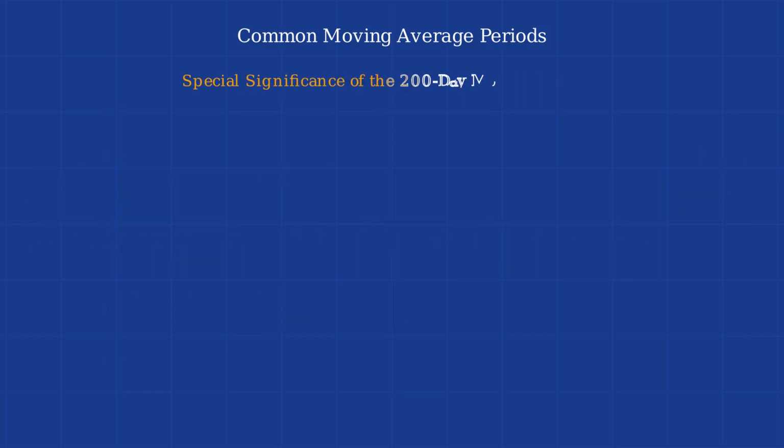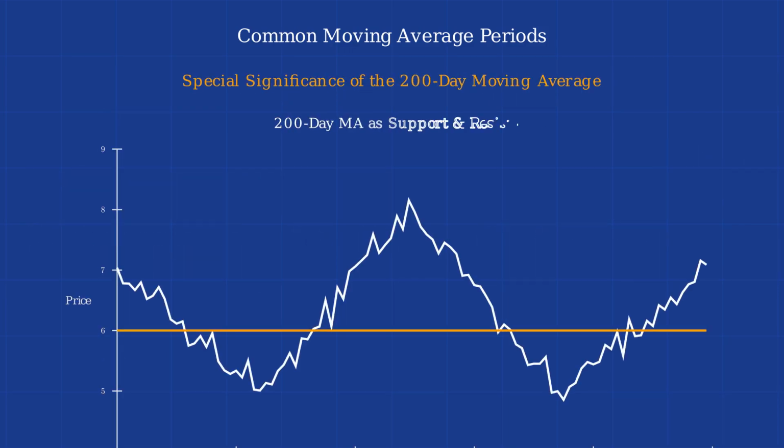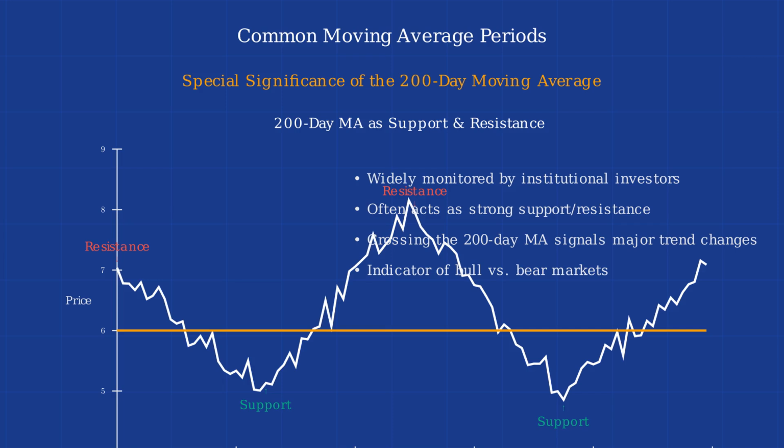The 200-day moving average is particularly significant as it's widely watched by institutional investors and often acts as a key support or resistance level. Many consider the position of price relative to the 200-day moving average as an indicator of bull or bear markets. When price bounces off the 200-day moving average, it can confirm its role as support in uptrends or resistance in downtrends. Crossing above or below this level is often seen as a significant technical event, signaling a potential major trend change.